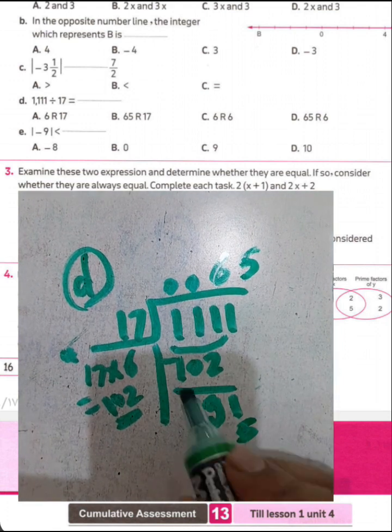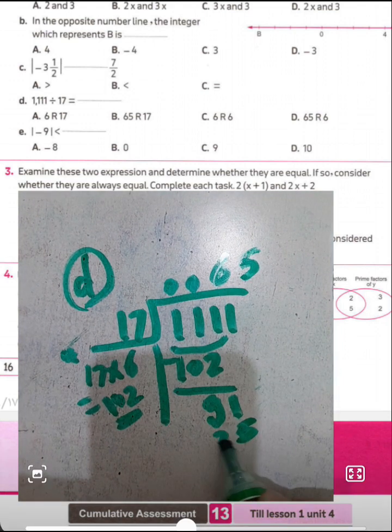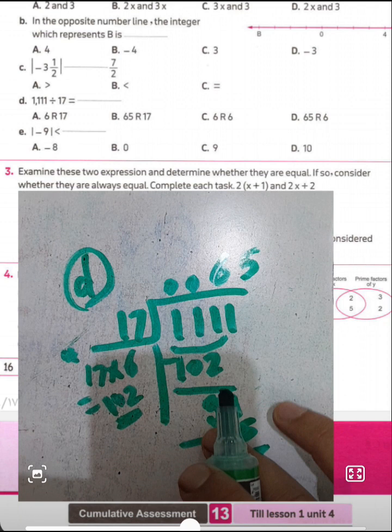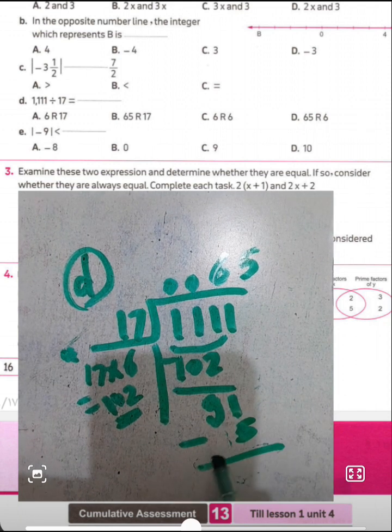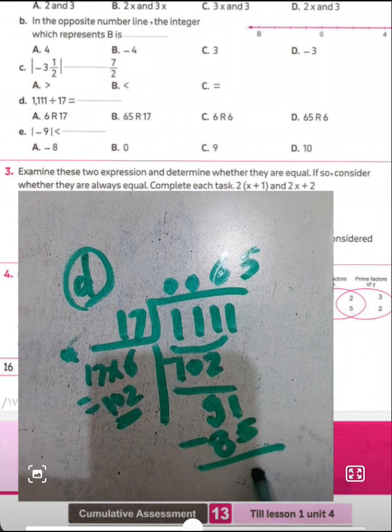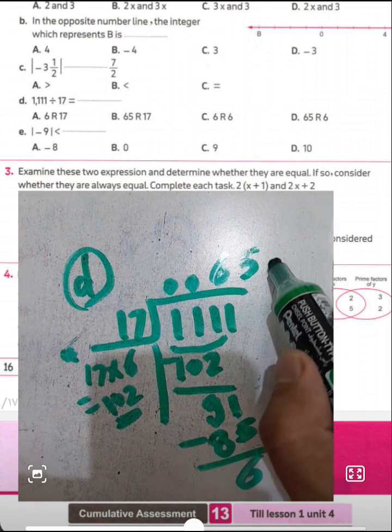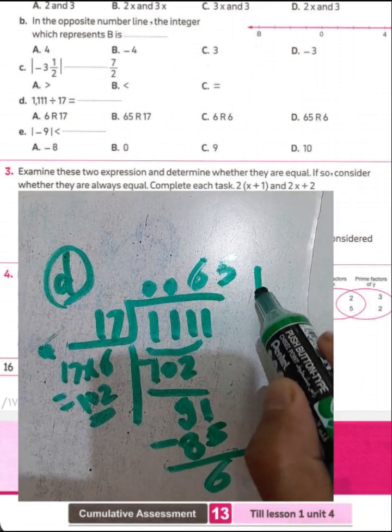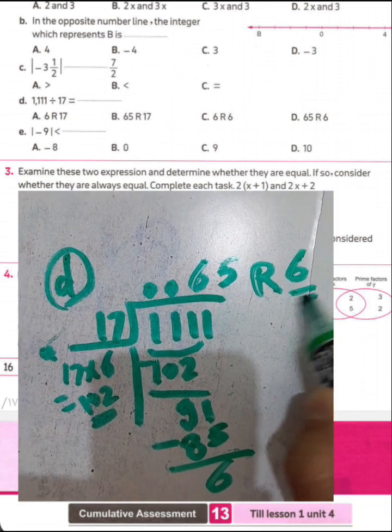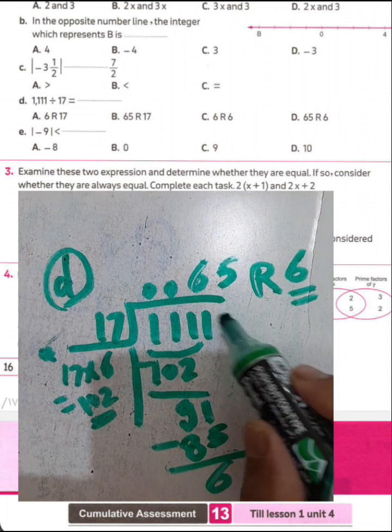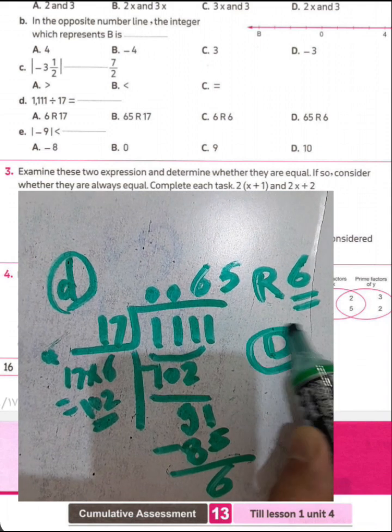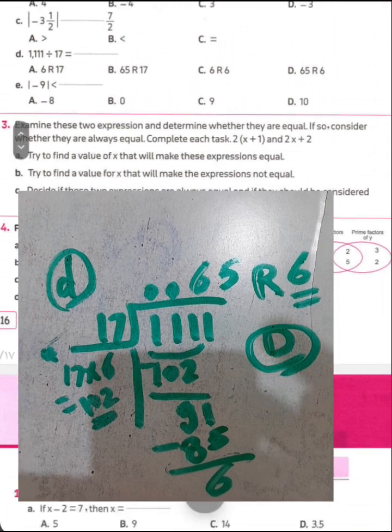5 times 7 equals 35. Write 5 and carry up 3. 1 times 5 equal 5 plus 3 equal 8. The difference between them equals 6. So the remainder here will be equal 6 about question letter D. Choose letter D.